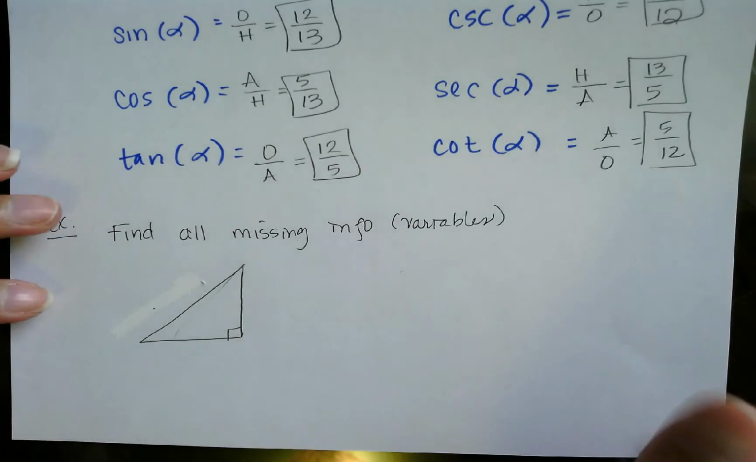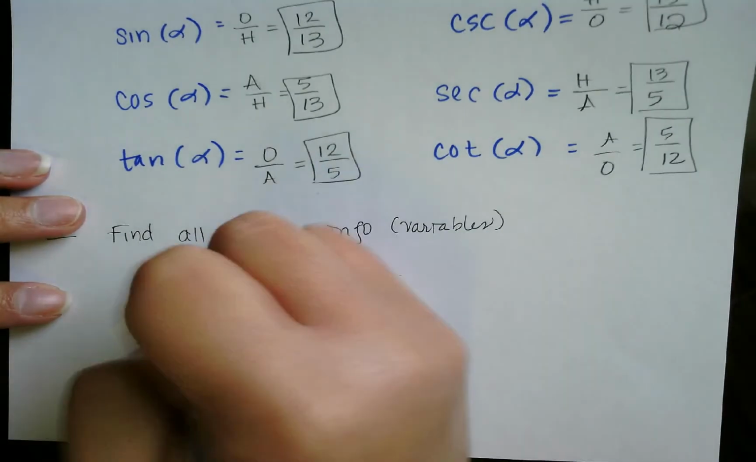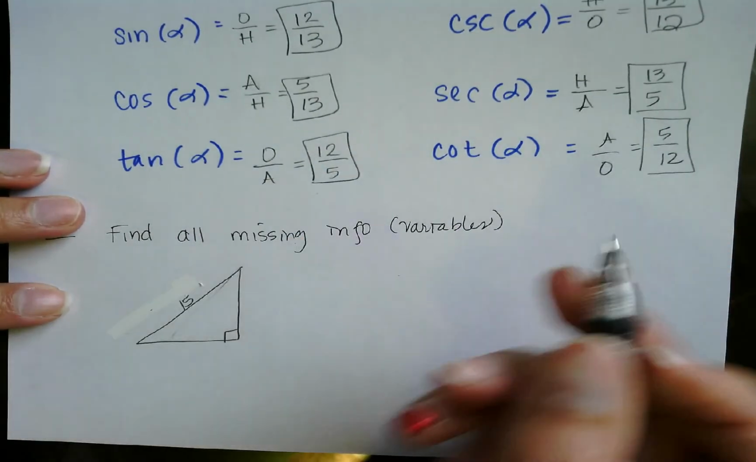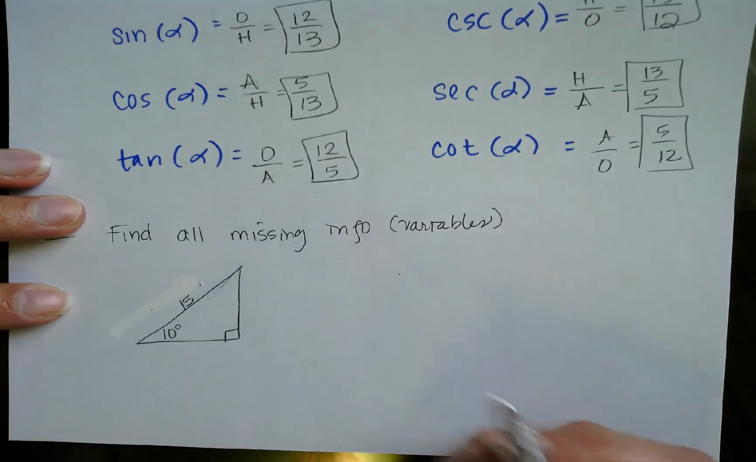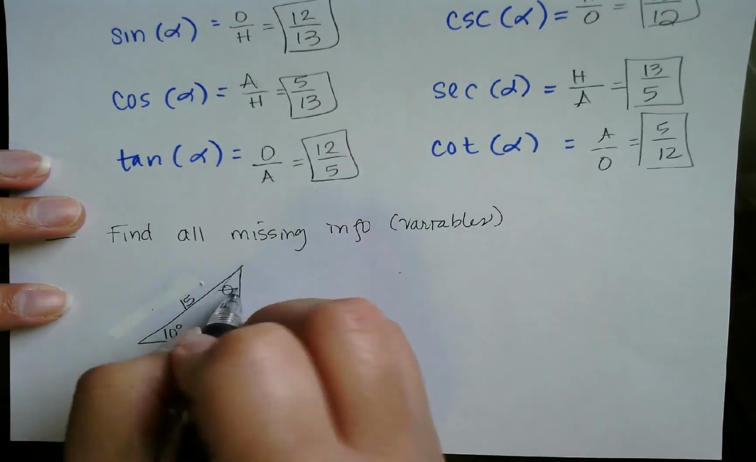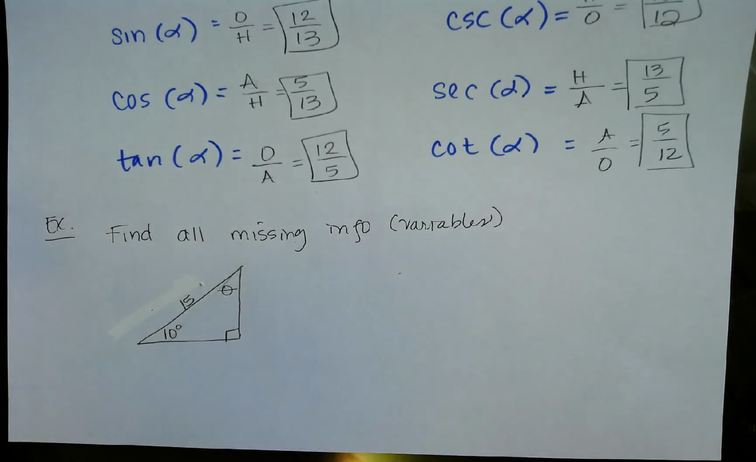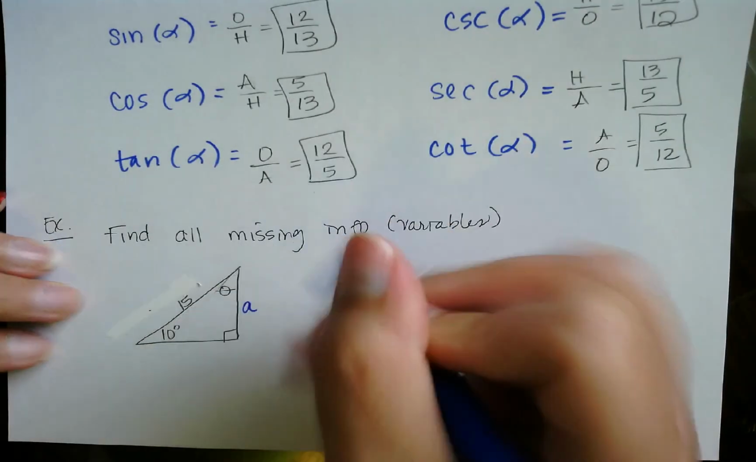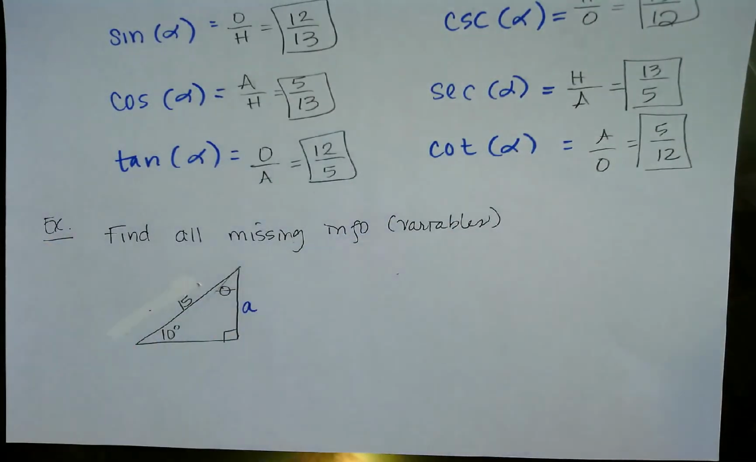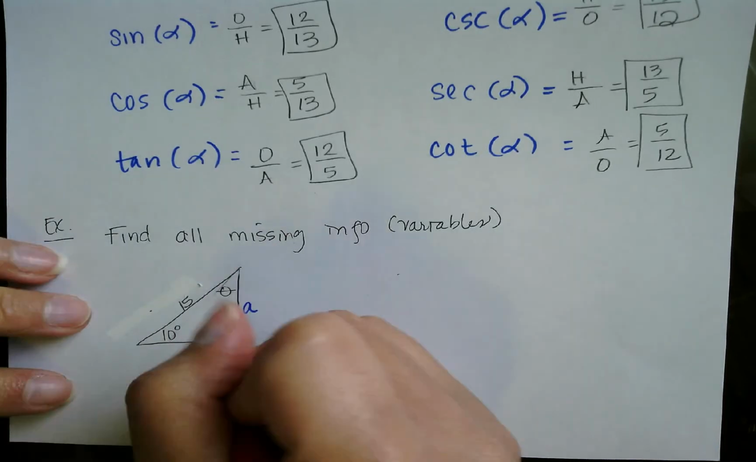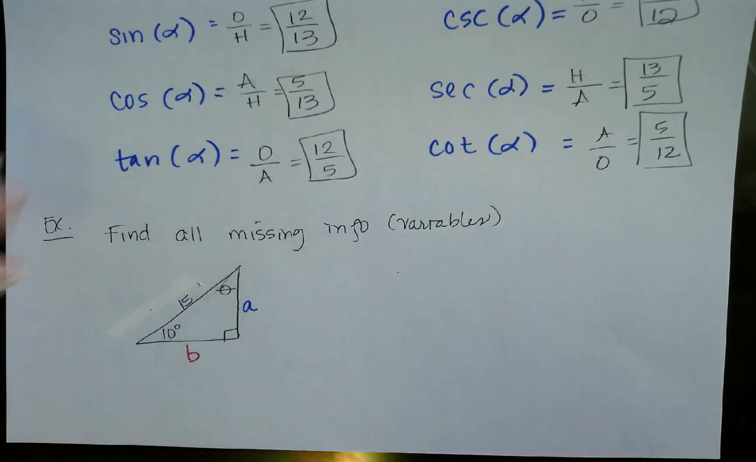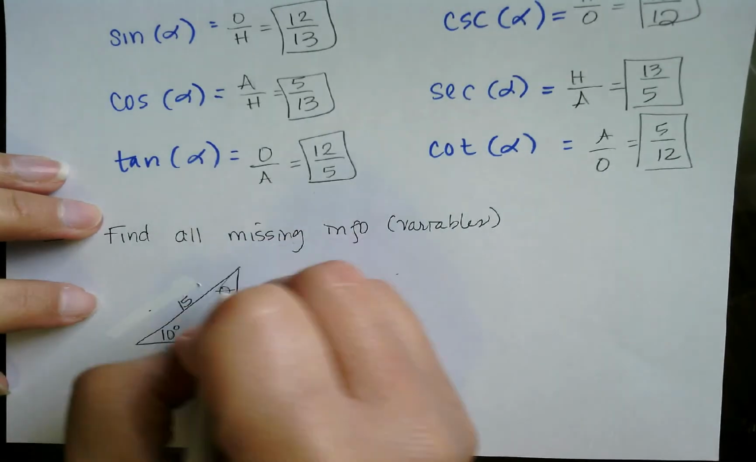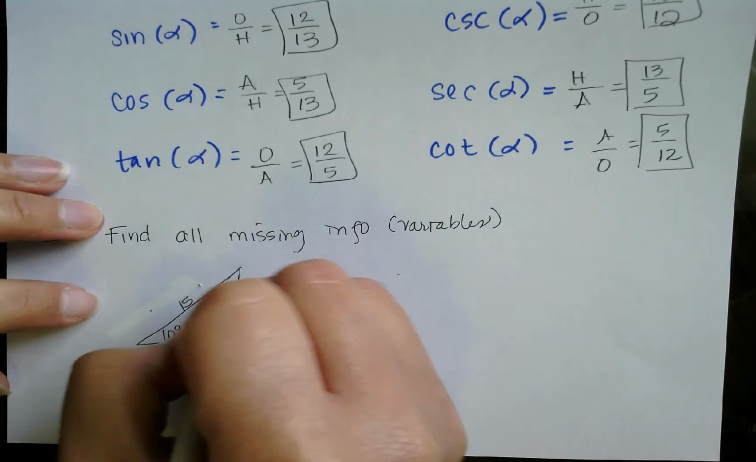So here's a right triangle. 15 is the hypotenuse. 10 degrees is the lower acute angle. Theta is the upper acute angle. And A is one side, and B is the other side. So I need to find all the variables. And don't forget, theta is a variable, children.